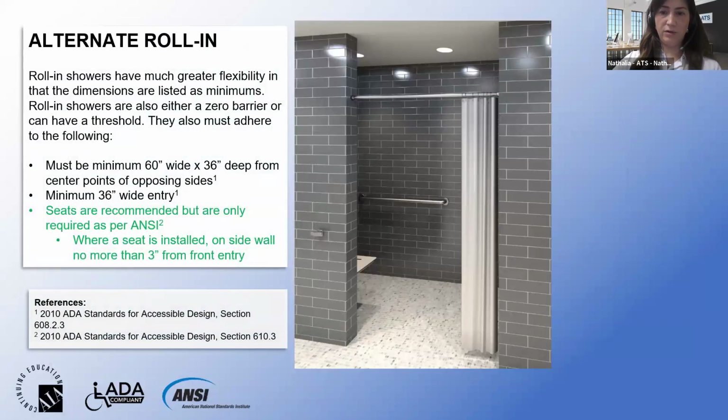The alternate rolling showers have greater flexibility due to their larger space. You can have either a zero threshold or a threshold not higher than ½ inch. The compartment must be 60 inches wide by 36 inches deep, with a minimum approach entry of 36 inches wide. And again, if ANSI is required, the shower seat should be mounted no more than 3 inches from the front entry.